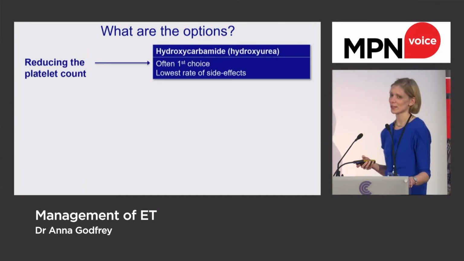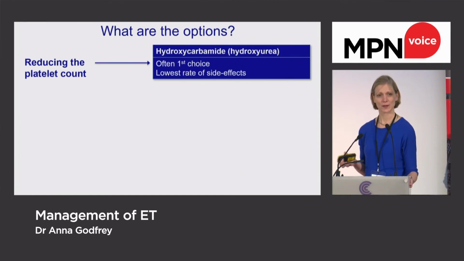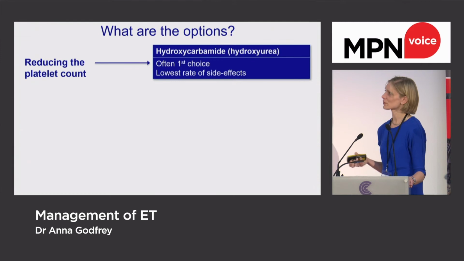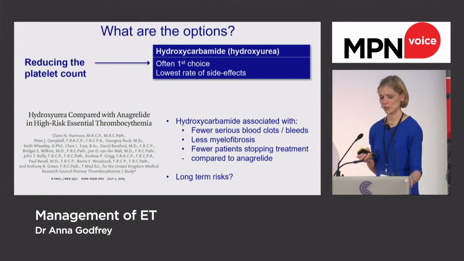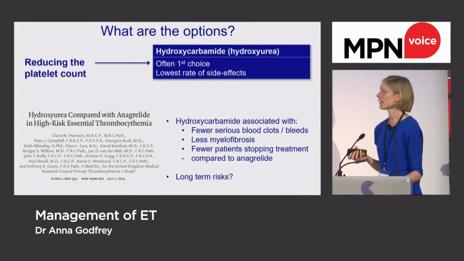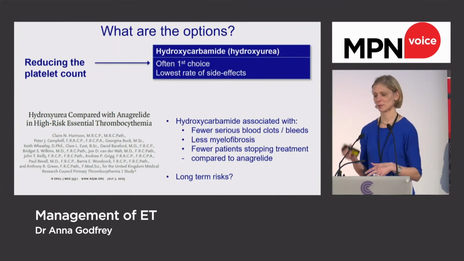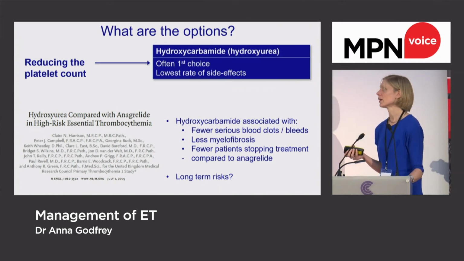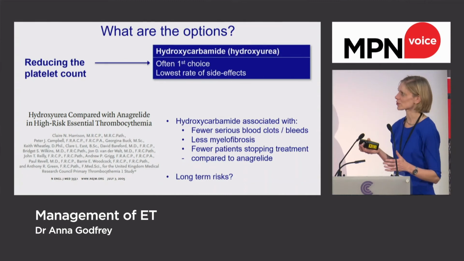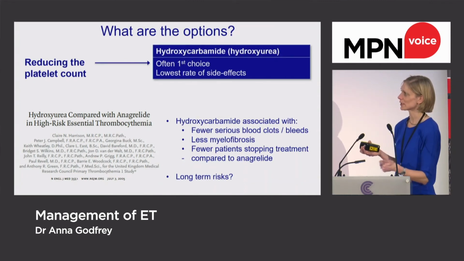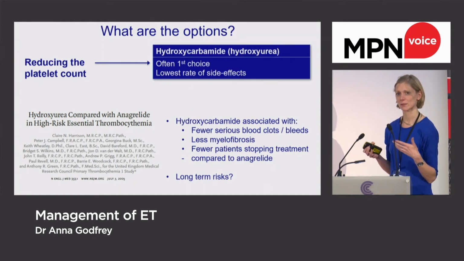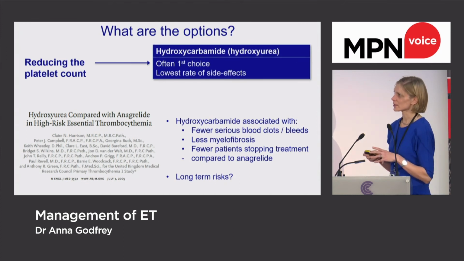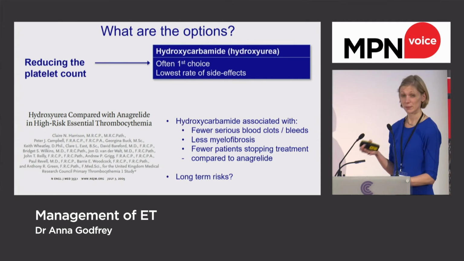So hydroxycarbamide is still very often the first choice of therapy, and one of the reasons is that of all of our treatment options, it probably has the lowest rate of side effects. This was the study published back in 2005, which looked at patients with high-risk ET and directly compared, so tossed a coin between, taking hydroxycarbamide and anagrelide. What that study found was that hydroxycarbamide was associated with fewer blood clots or bleeds, less transformation to myelofibrosis, and overall fewer patients had to stop their treatment compared to anagrelide because of side effects. So that's the reason that we tend to use hydroxycarbamide first line in many people.